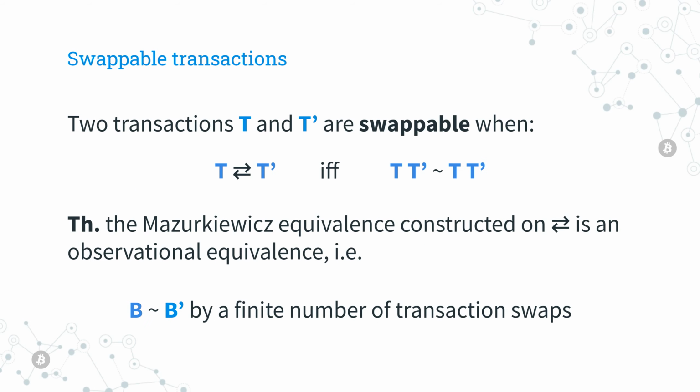The first notion of swappability is based on the semantics of blockchains. Two transactions, T and T prime, are swappable when exchanging their order preserves the observational equivalence. We show that the Mazurkiewicz equivalence constructed on this relation is an observational equivalence. Intuitively, this means that if we take a blockchain and we rearrange swappable transactions, then we obtain an observational equivalent blockchain.